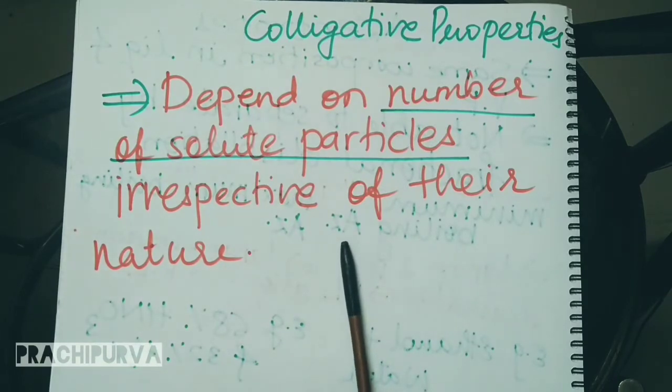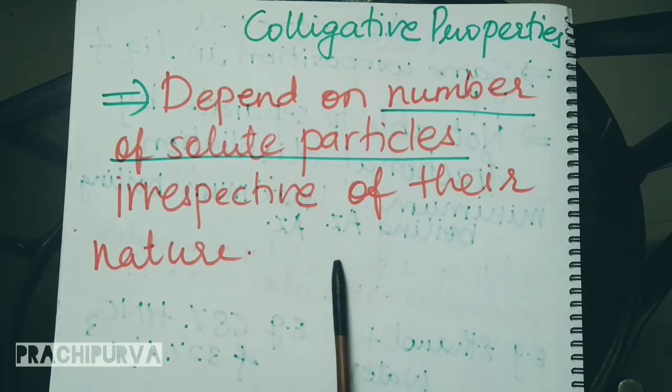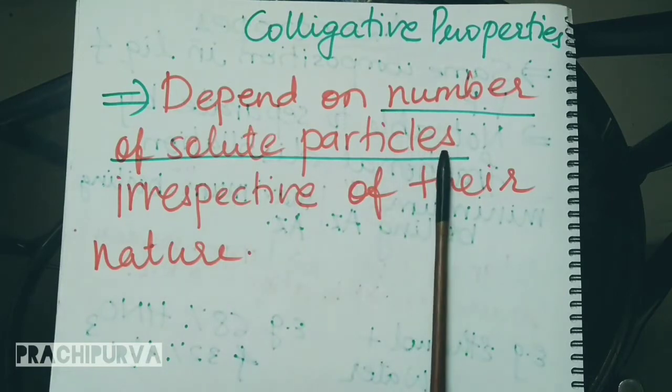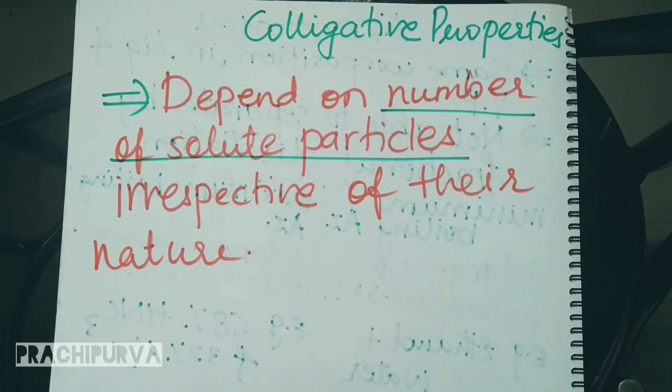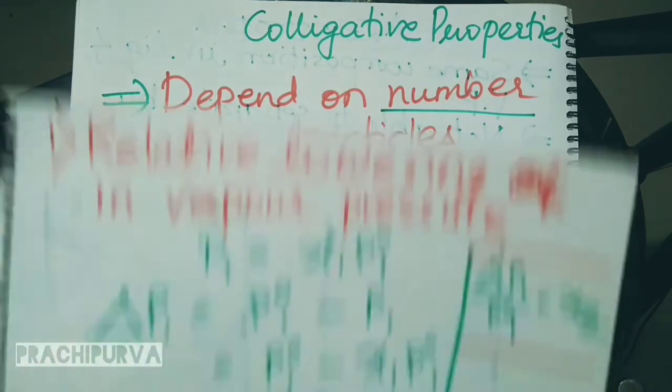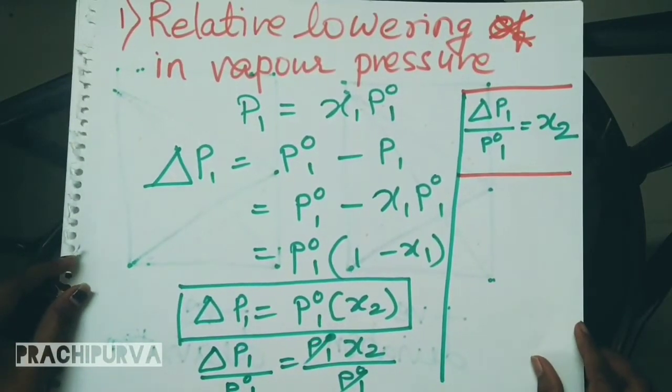Which solute you have added doesn't matter. How much you have added, that matters. So these properties depend only on the solute particles. These are called colligative properties. Alright. So we will be doing the first colligative property, relative lowering in the vapor pressure.